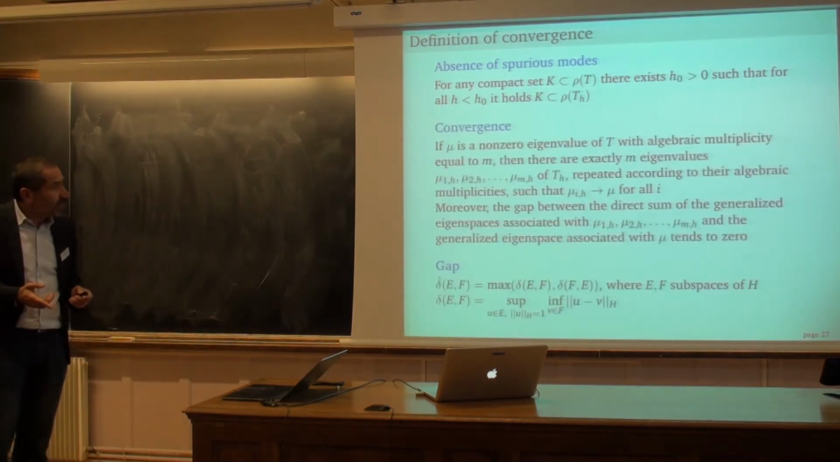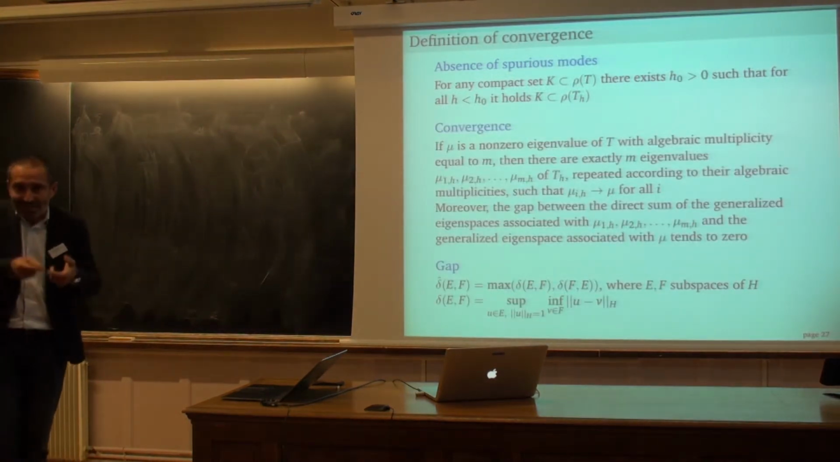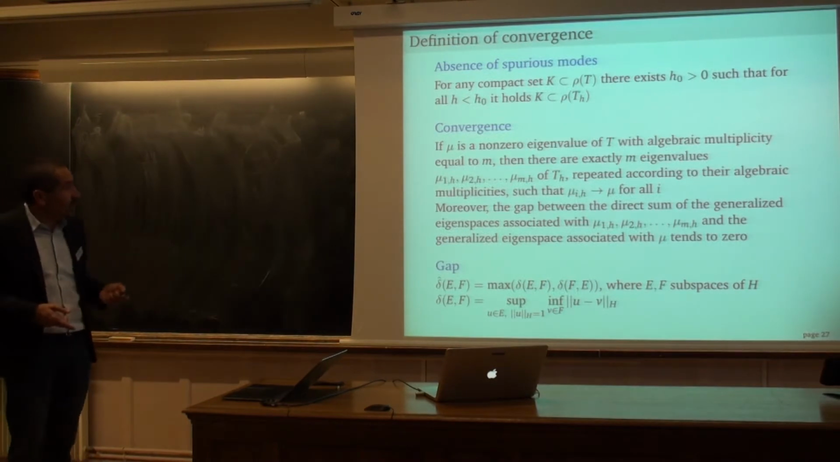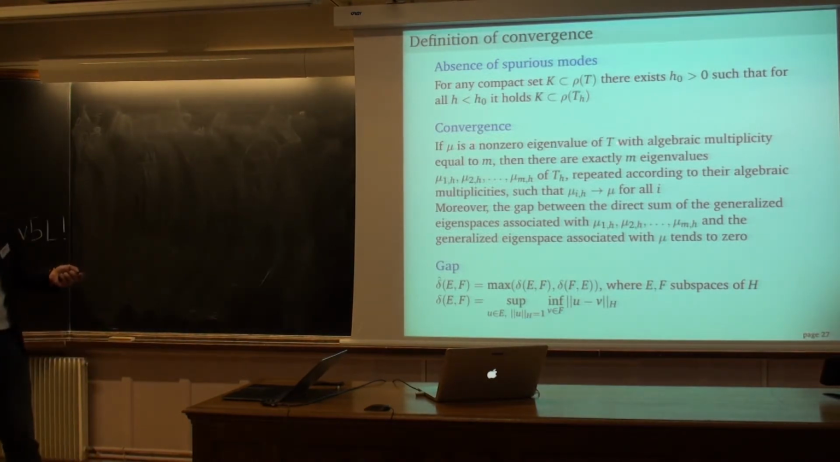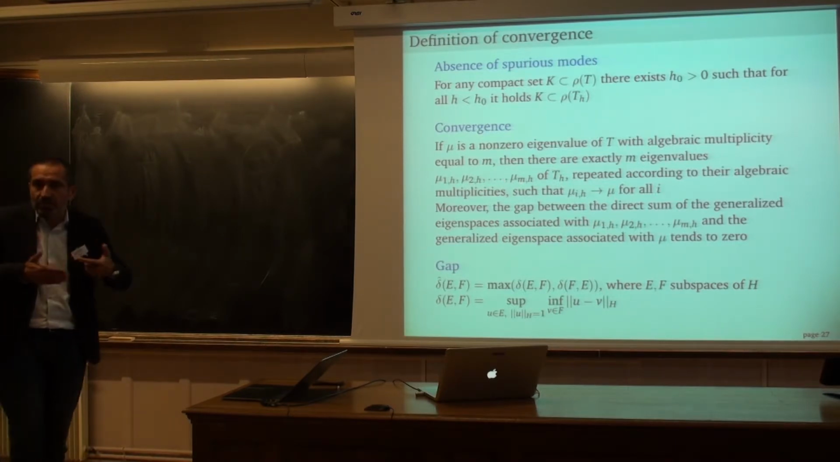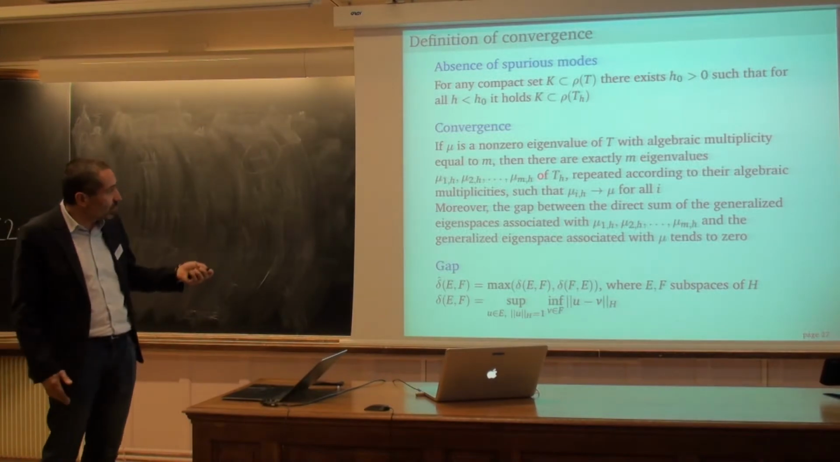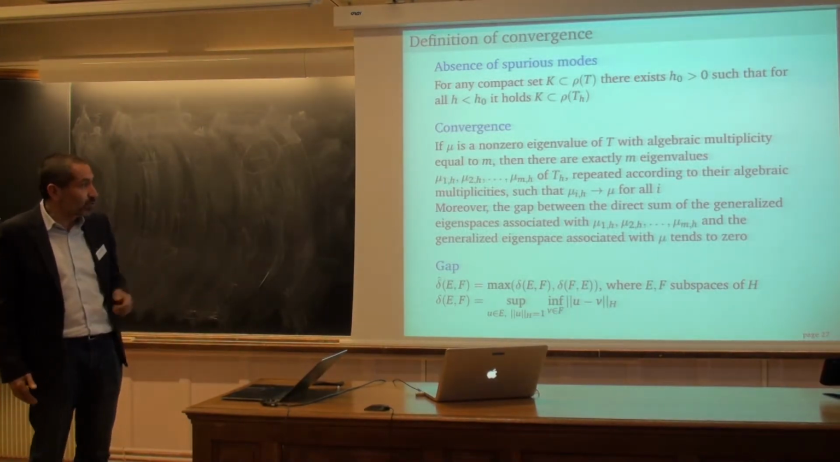This makes sense. Okay? But then you have also to say something positive, so to say that the correct values are approximated, and this is the statement. So if you take a non-zero eigenvalue of the operator T with algebraic multiplicity equal to m, then you claim that there are exactly m discrete eigenvalues of the operator T_h, repeated according to their algebraic multiplicities, such that mu_{i,h} tends to mu for all i in this set from 1 to m. Okay? They could be repeated because the mesh could be symmetric or not, but the important thing is that you are counting them according to their multiplicity.